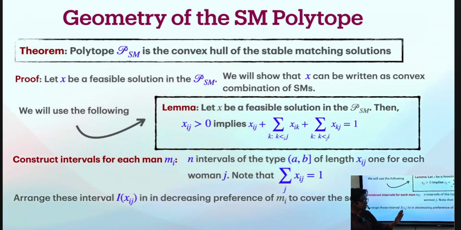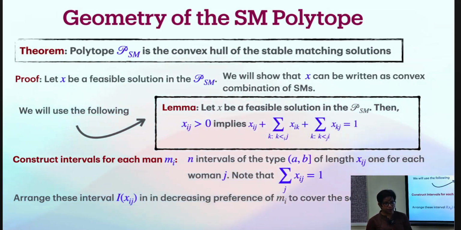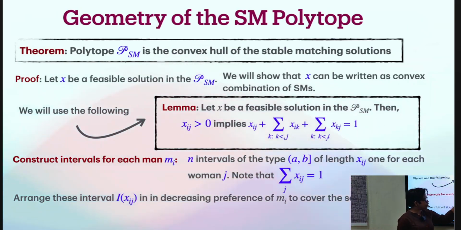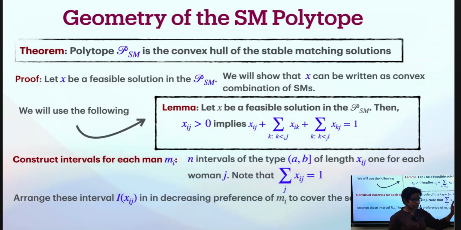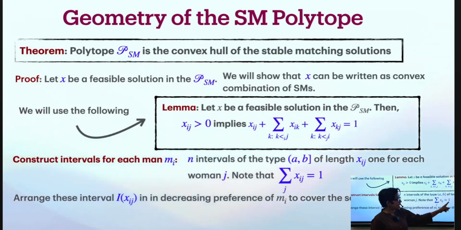Now, these intervals are placed on the 0, 1 real line in decreasing order of the men's preference. And I do the exact same thing from the women's perspective. For each woman wj, I create n intervals of length xij, for each man i indexed from 1 to n, and because it all adds up to 1, I can think of the entire 0, 1 line being broken into these sub-intervals.